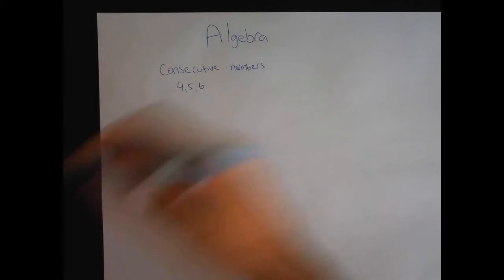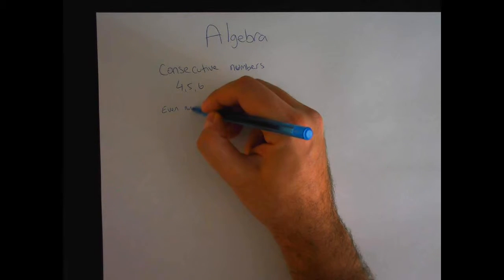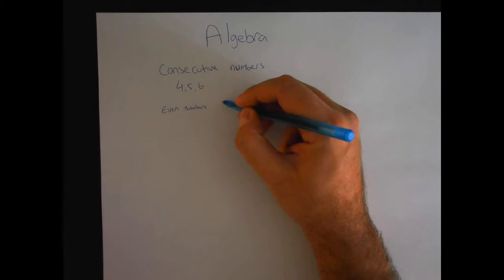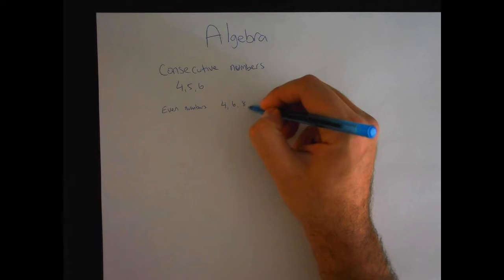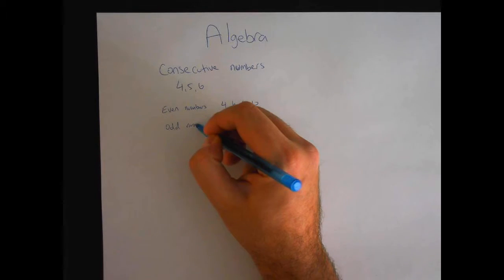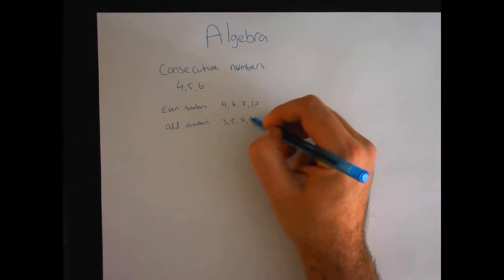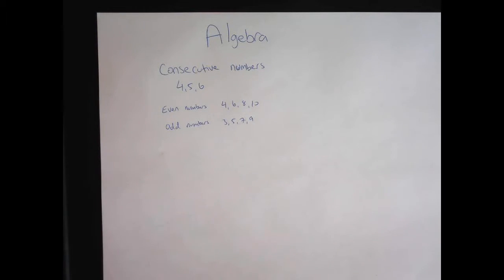If I said consecutive even numbers, we would say 4, 6, 8, 10. And if it's odd numbers, they would be, say, 3, 5, 7, 9. Okay? But those are all consecutive numbers. So if I want to represent consecutive numbers algebraically, this is what I would do.